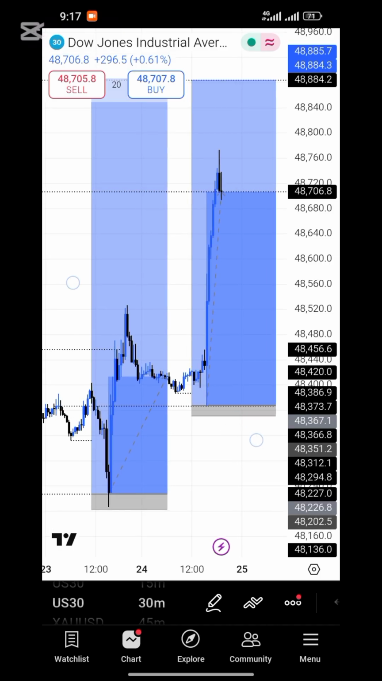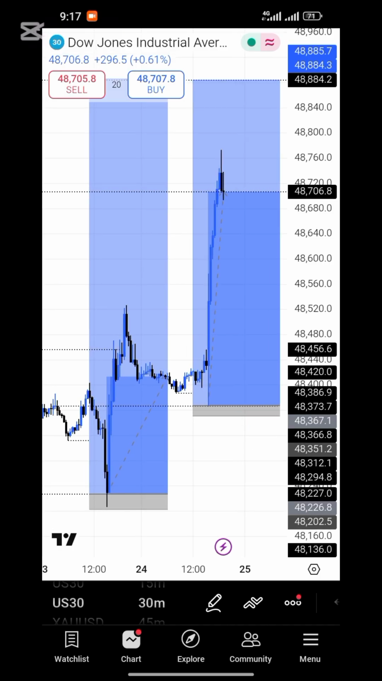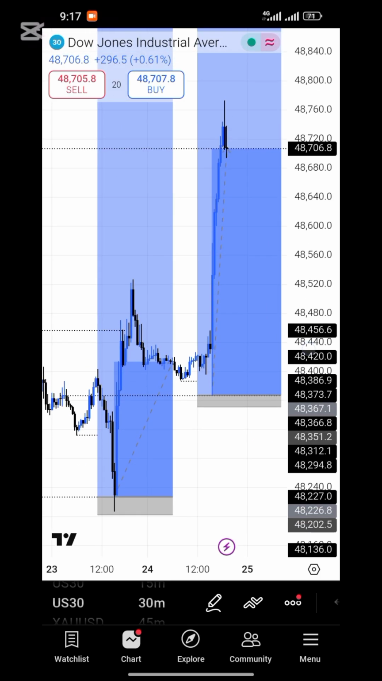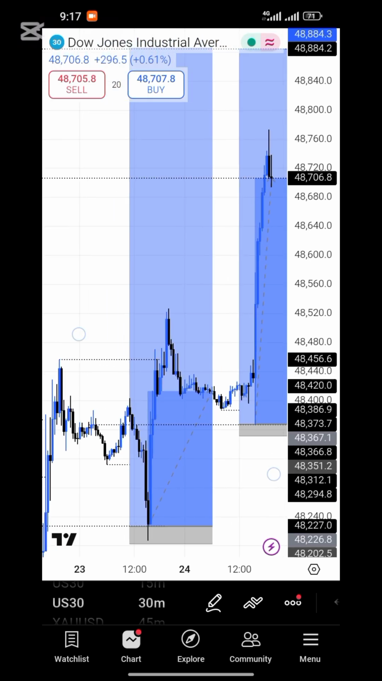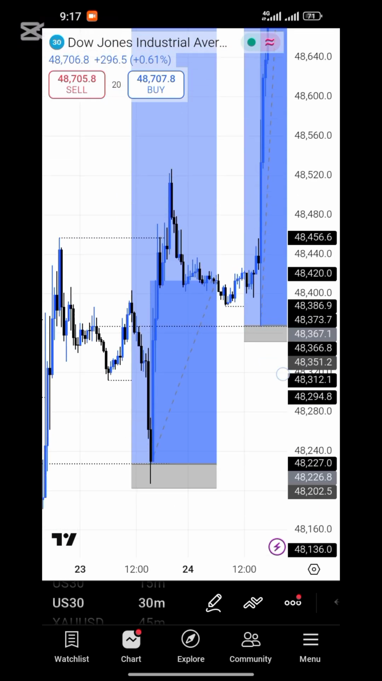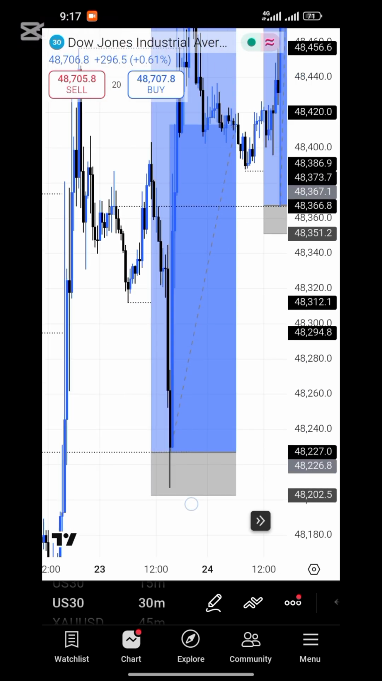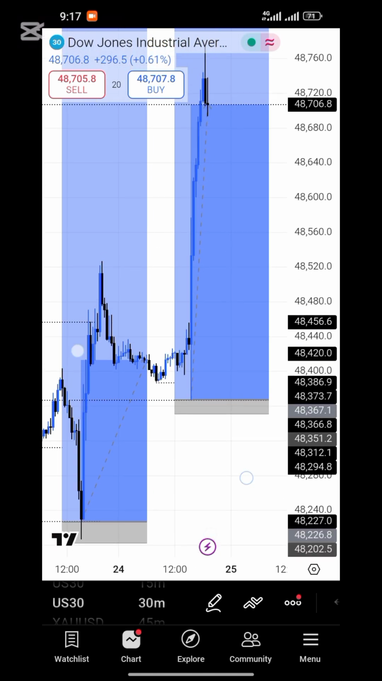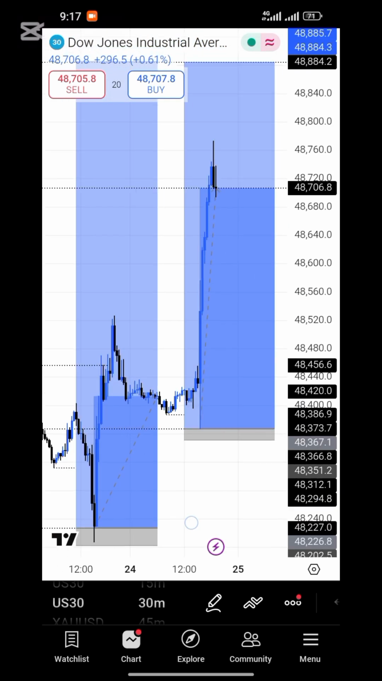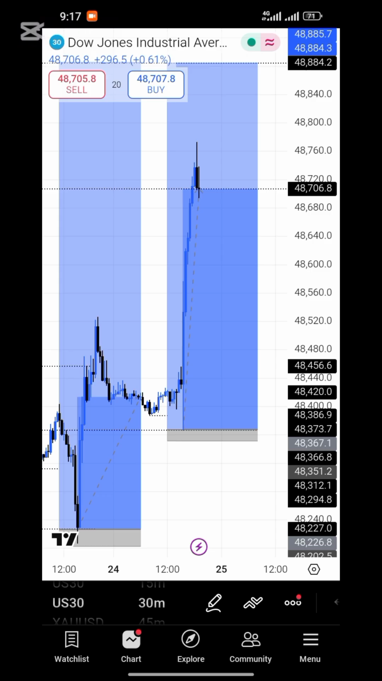So hopefully tomorrow price will arrive at TP and take profit. So that's how we're able to capture these trades. You need to be attentive. You need to be patient enough to wait for price on your key level. You need to be patient enough to wait for price to come to you.